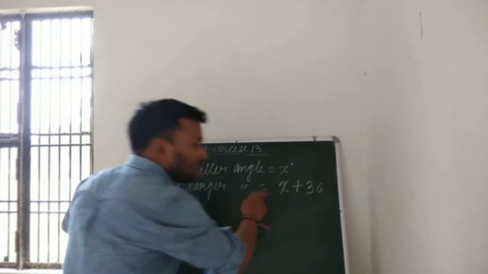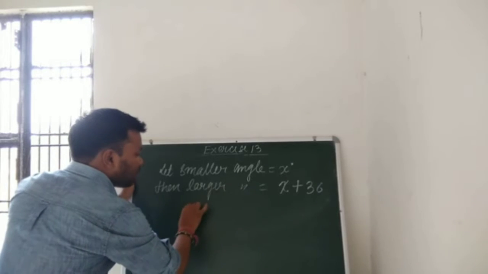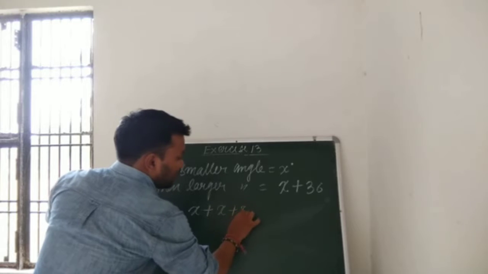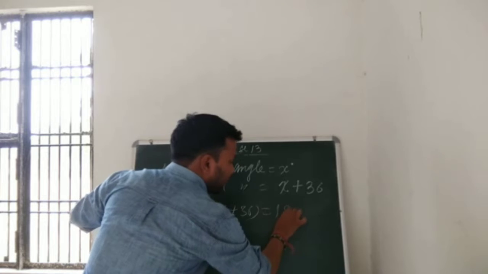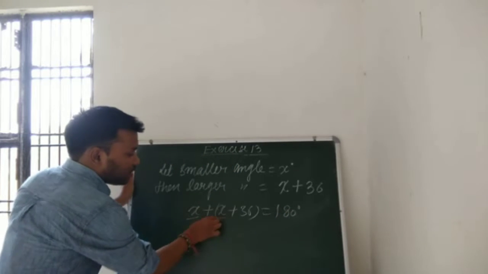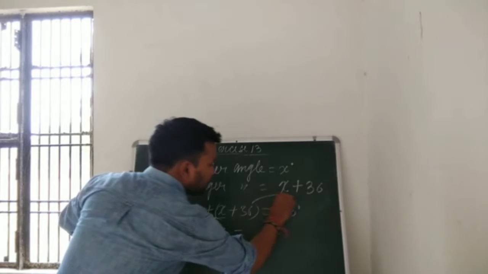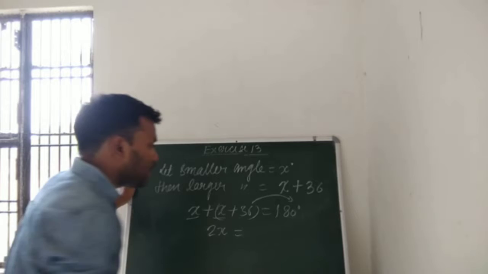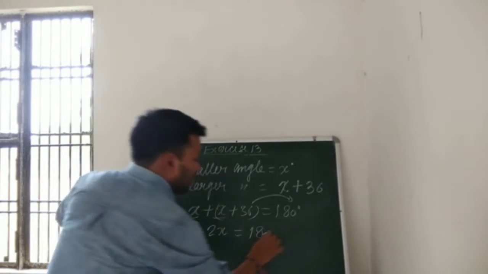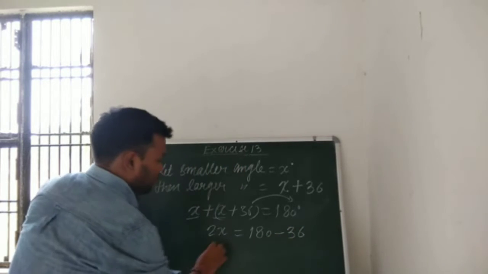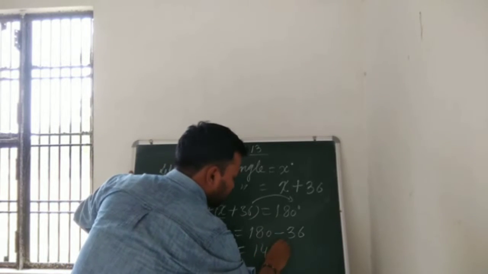Now because both the angles are supplementary, their sum will be 180. So now the sum of these angles will be x plus x plus 36 equals 180, because both are supplementary to each other. Now x plus x are like terms, and we will add them and we will get 2x, and this 36 will go to the RHS, and the sign of this 36 will change to minus 36. So we will get the value of 2x as 180 minus 36, that is 144.